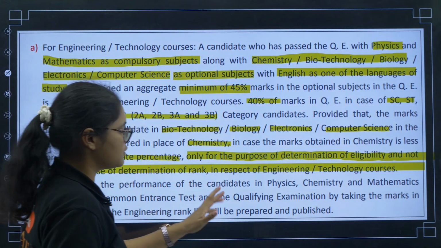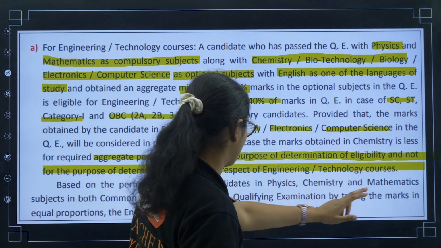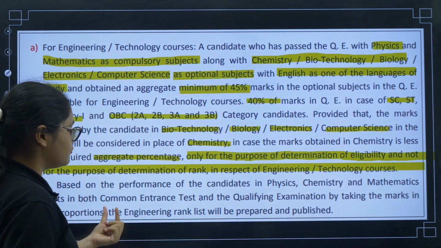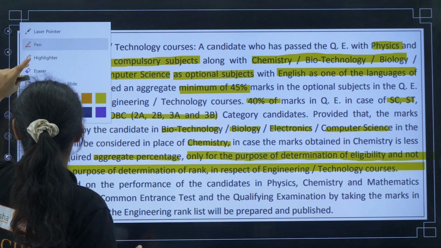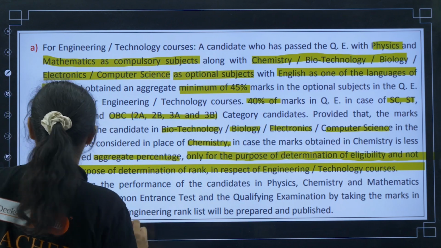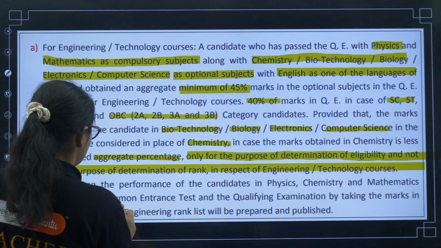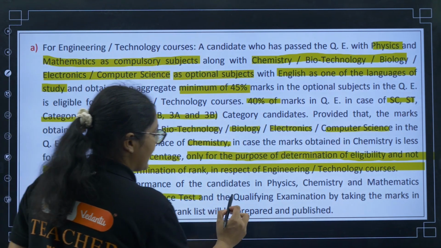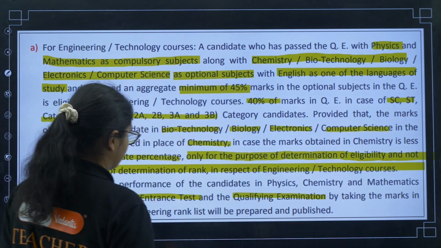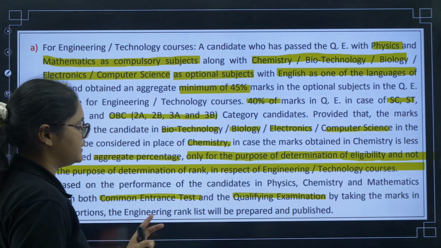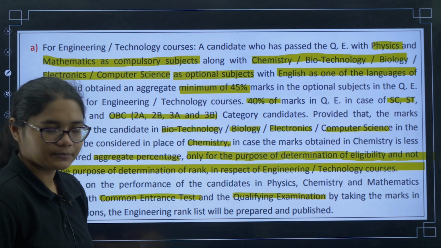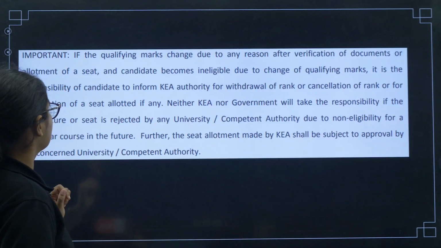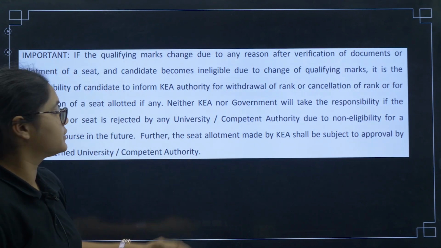Based on the performance of the candidates in physics, chemistry and mathematics subjects in both the common entrance test and the qualifying examination, by taking the marks in equal proportion, the engineering rank list will be prepared and published. Okay, now we will go to the next thing, important things that you should keep in mind.